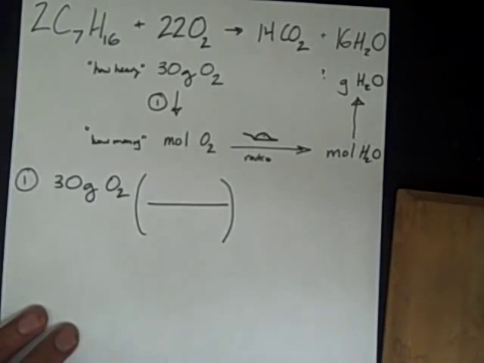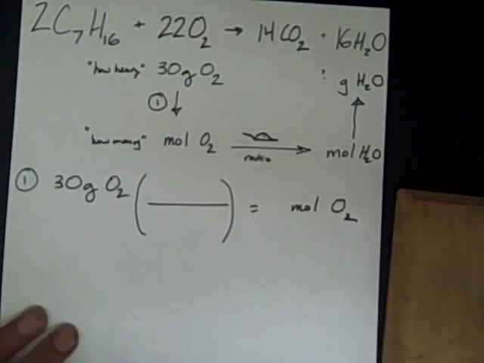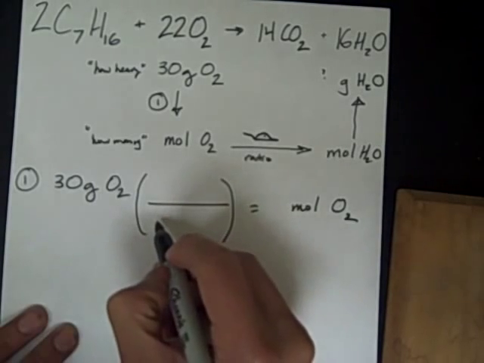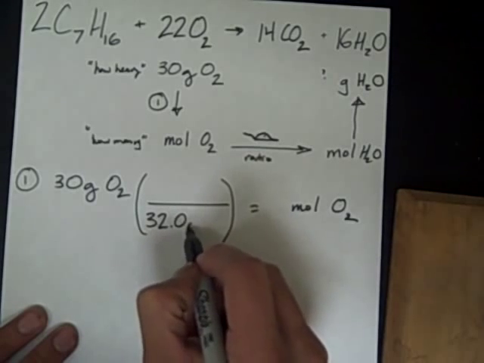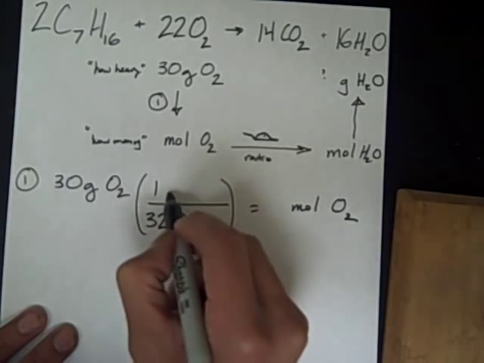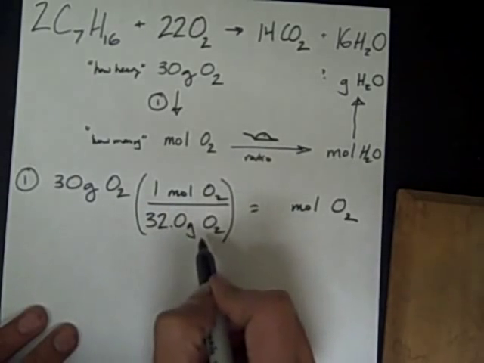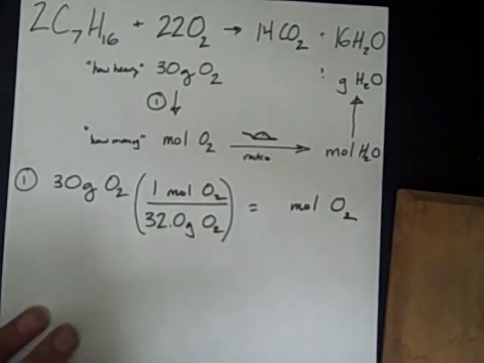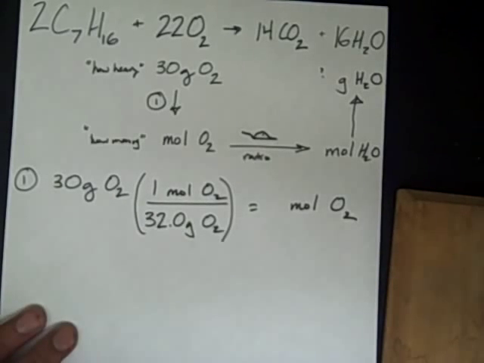And we know in order to get to the number of moles of oxygen, I'm going to need to have grams in the bottom and moles in the top. I'm going to use the molar mass of oxygen. It's 32.0 grams of oxygen for 1 mole of oxygen. Now, you're thinking, wait, isn't it 16? But remember, 1 mole of oxygen contains 2 oxygen atoms. Each one is 16, therefore the total is 32 grams of oxygen for 1 mole.